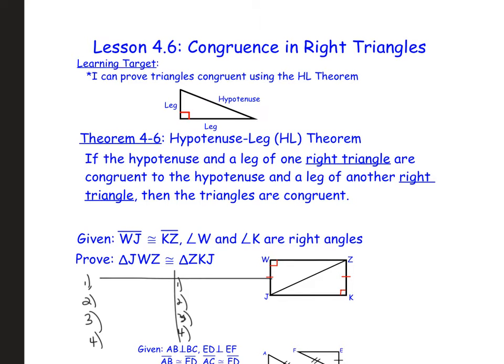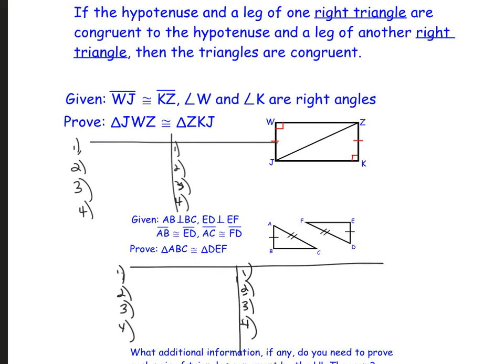So what that's going to look like, if I draw another triangle up here, you're going to have a triangle that would look something like this. You're going to have two triangles where the legs are congruent and the hypotenuse is congruent, and they have to be right triangles, so they're going to have those right angles. Given that WJ and KZ are congruent, and angle W and angle K are right angles, it wants us to say that the triangles are congruent.